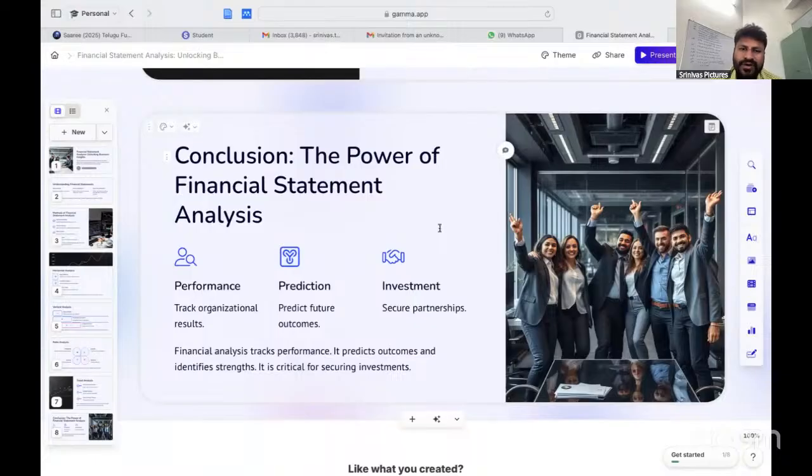See, the main purpose of preparing the financial statement analysis is to know the performance of the company, to track the organization's results. That is the purpose we are going to use it for. And not only knowing the performance, we need to predict for the future. If you know the current position, then you are able to predict the future: how it is going to be, what situations we are going to observe. Based on the past information and the present, we are going to predict the future.